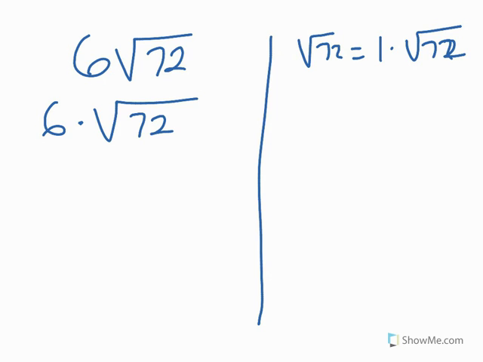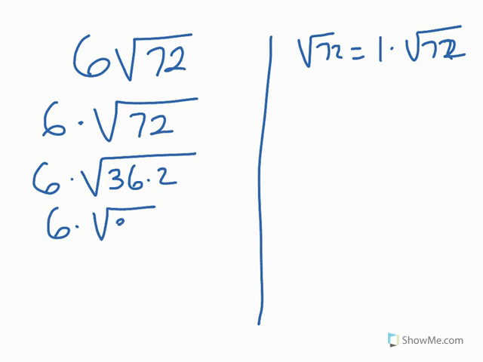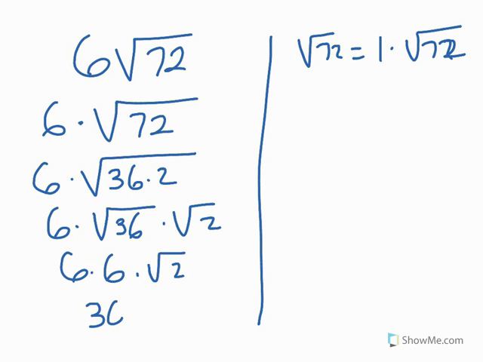If we look at 72, of course, we have a 36, because 36 and 2 is the fastest one that we need. So this is 6 times the square root of 36 times 2, 6 times the square root of 36 times the square root of 2, 6 times 6 times the square root of 2, which is 36 square root of 2. I'm trying to do several examples so that you will understand it very well.